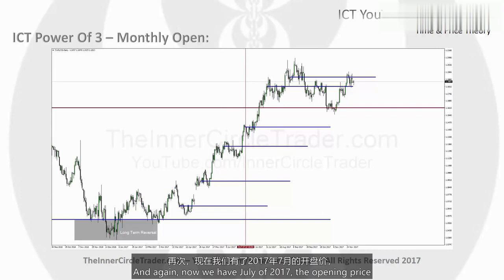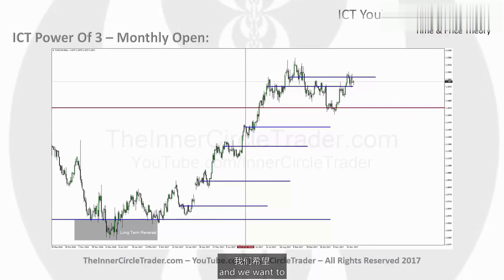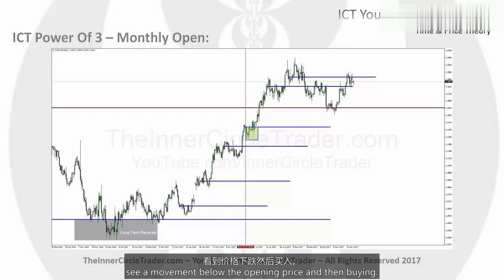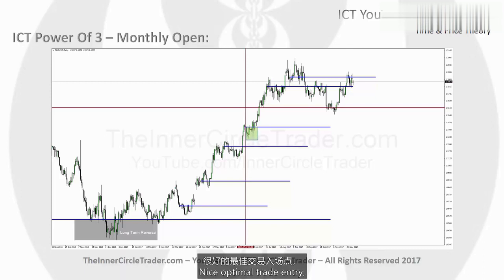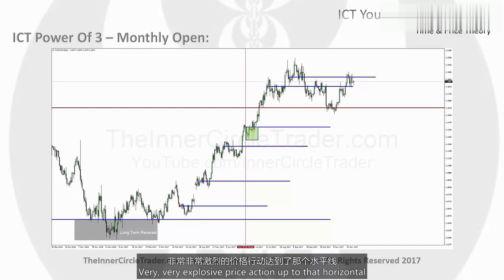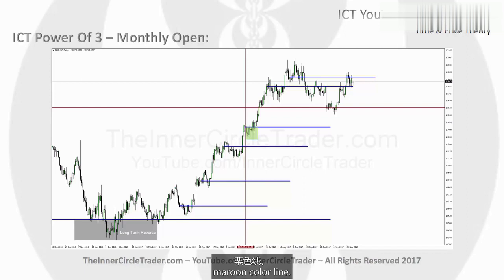And again, now we have July of 2017, the opening price delineated. And we want to see a movement below the opening price and then buying. Nice optimal trade entry, long pattern there as well. Very, very explosive price action up to that horizontal maroon color line. That is that old long-term high. So now we hit that in the month of July.